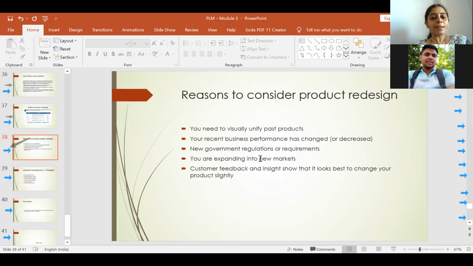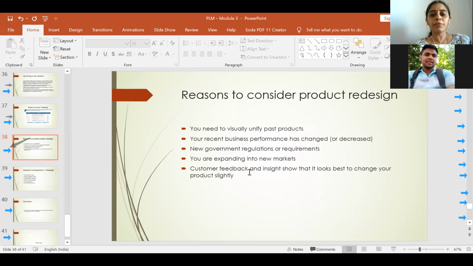And if you're expanding into new markets, you are good enough in a particular market and you want to opt the same product into a different market, and the different market people might be in need of some modifications to what you have achieved successfully. So then also you have to consider the redesign concept in it.